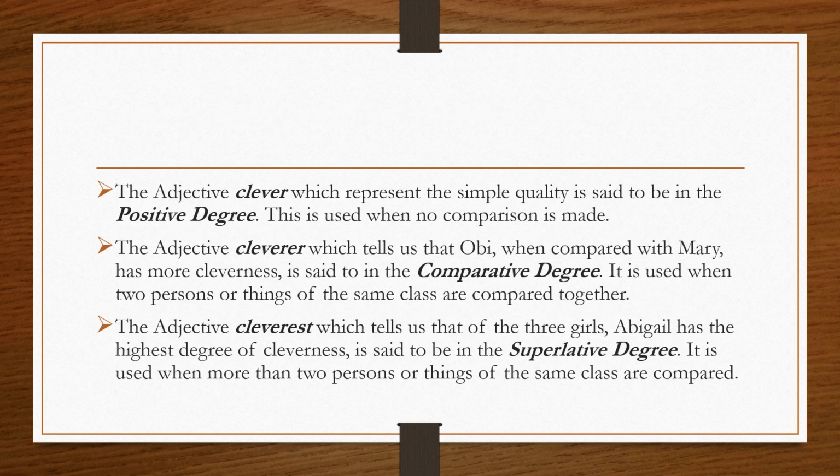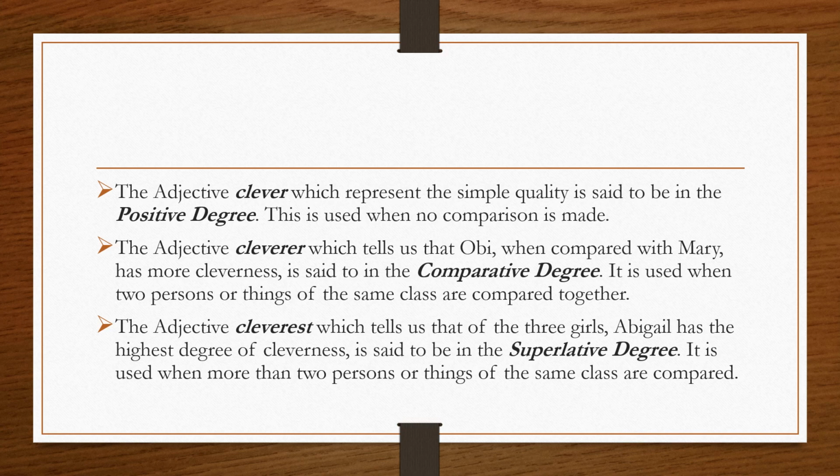The adjective clever, which represents the simple quality, is said to be in the positive degree, and it is used when no comparison is made. So when you make a statement without making any comparison, then it means you are dealing with the positive degree of adjective.